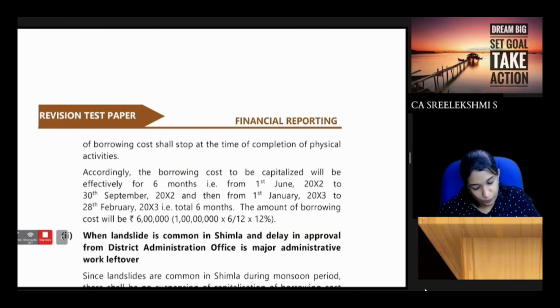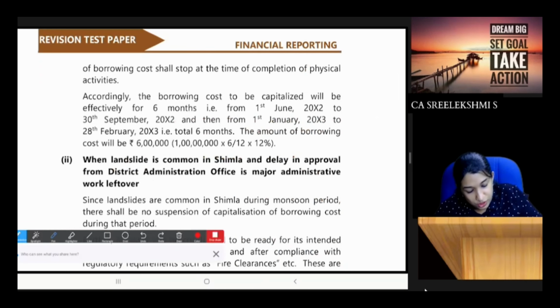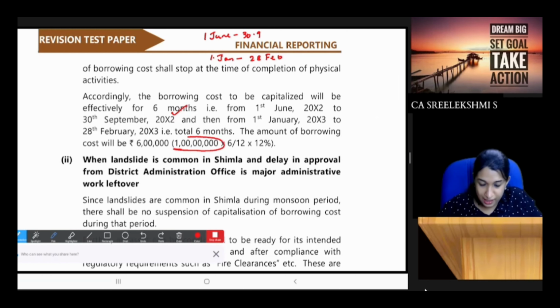Then suspend capitalization for 3 months, till December you suspend. And then 1st June to 30th September, and then 1st January to which date? 28th February. So accordingly, borrowing cost is to be capitalized effectively for 6 months. The borrowing cost is 100 lakhs, because by June you received the entire 100 lakhs, into 6 by 12. June, July, August, September, January, February: 6 months into the rate.